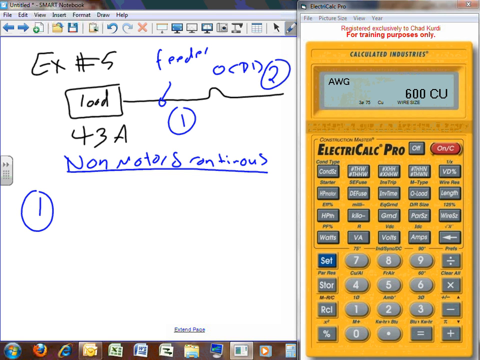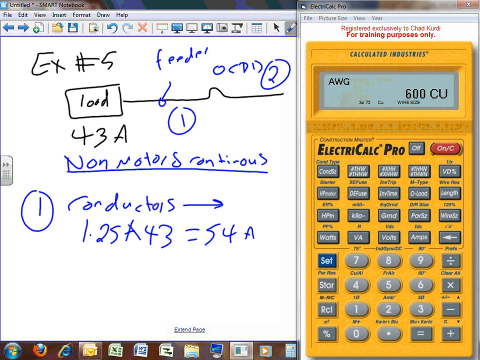Number 1, the feeder, or conductors. If it's a continuous load, by code you need 1.25 times the full load current, which is 43. Why 1.25? Because it's a continuous load. So 43 times 1.25, you're going to end up with 54 amps. No problem, Chad. Take this one to 310.15(B)(16). Which column and why? 60-degree column. Why the 60-degree column?